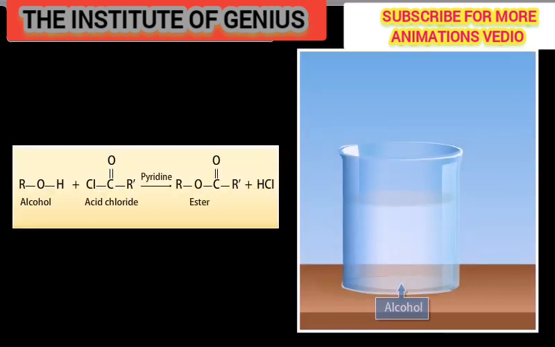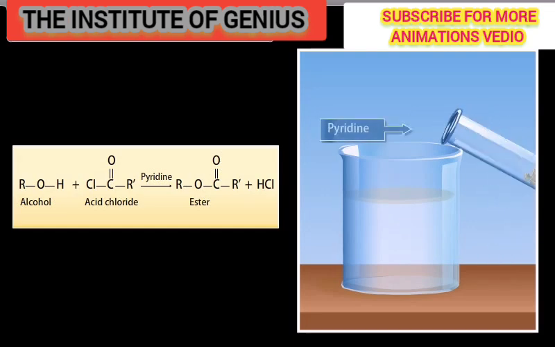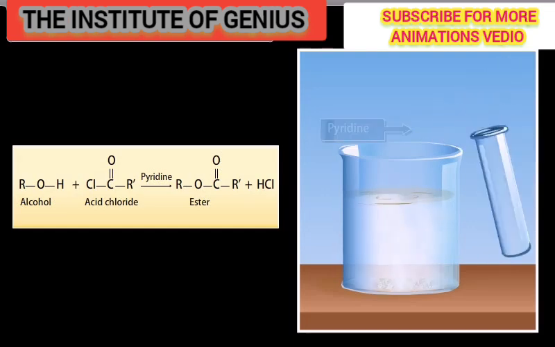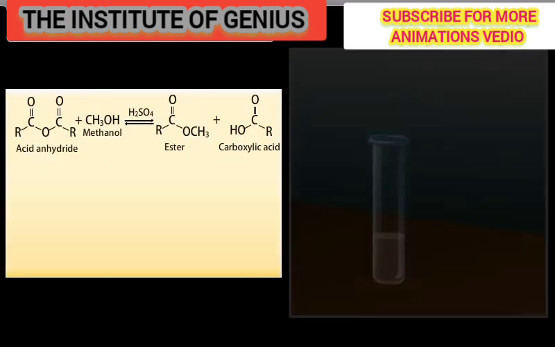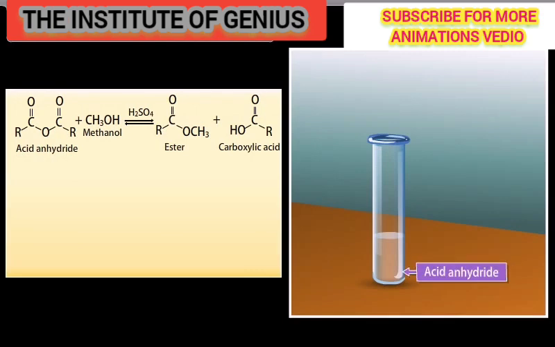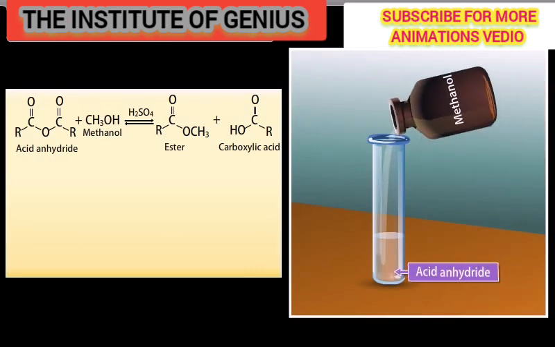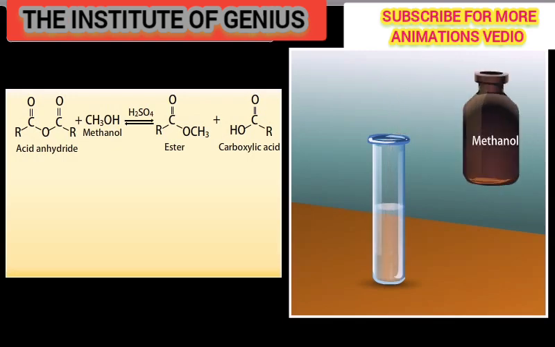Alcohol reacts with acid chloride in the presence of pyridine to form ester and hydrochloric acid. Methanol reacts with acid anhydride in the presence of sulfuric acid to form an ester and a carboxylic acid.